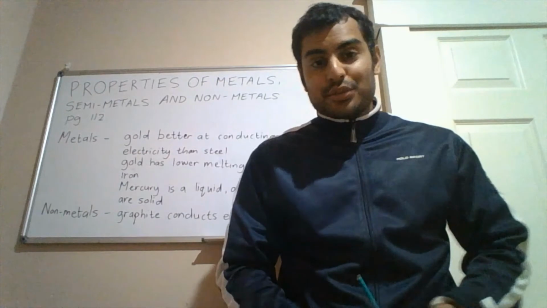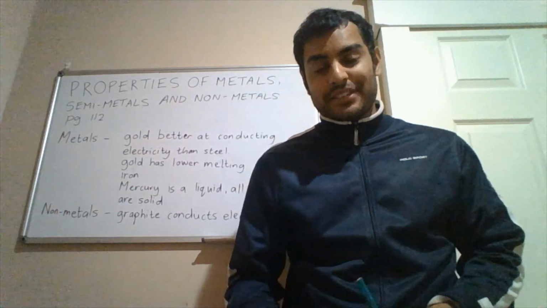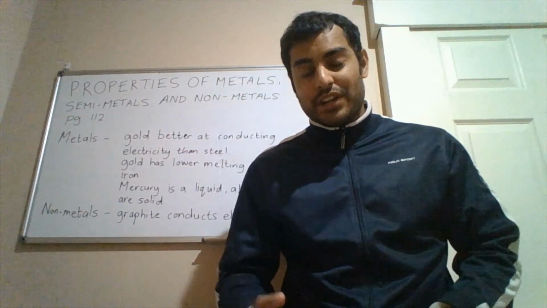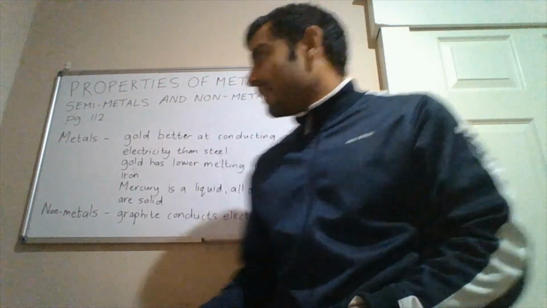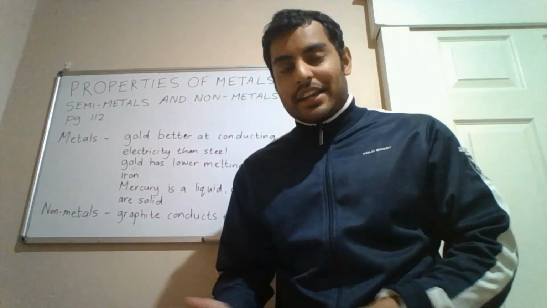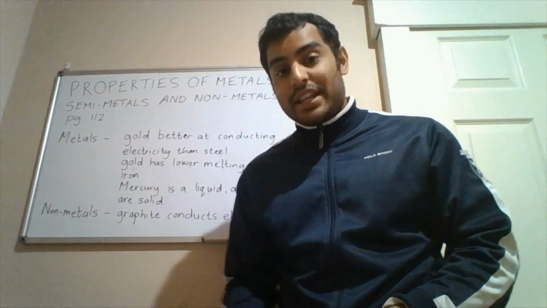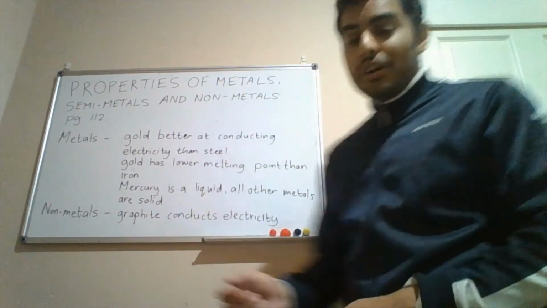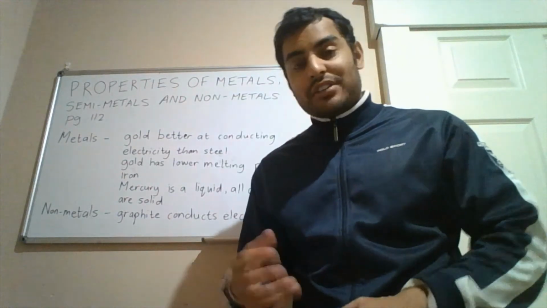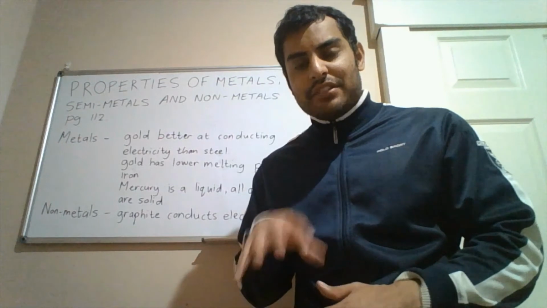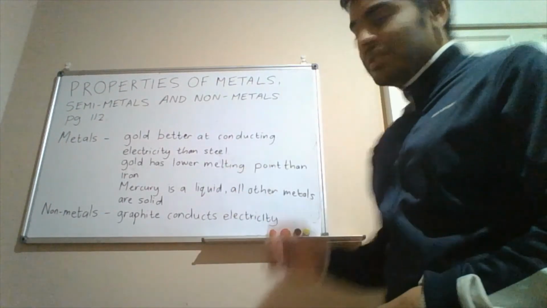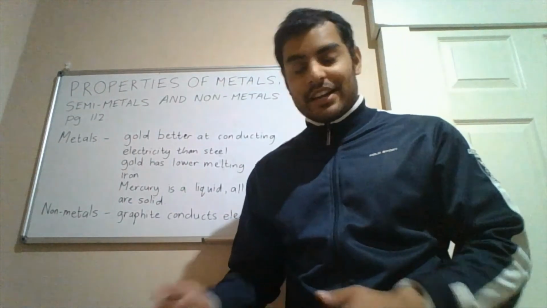So next, I just wanted to talk about some further properties of the metals and non-metals. And this is not in the textbook, it's purely for enrichment and a deeper understanding. Even though these elements are grouped in the same categories, there are quite significant differences between them. So for example, gold is a much better conductor of electricity than steel. And you'll find gold in certain very fine circuitry that you get in computer chips. Gold also has a much lower melting point than iron.